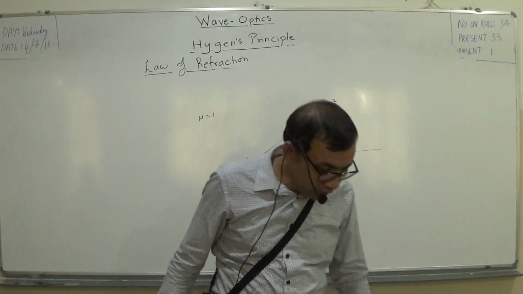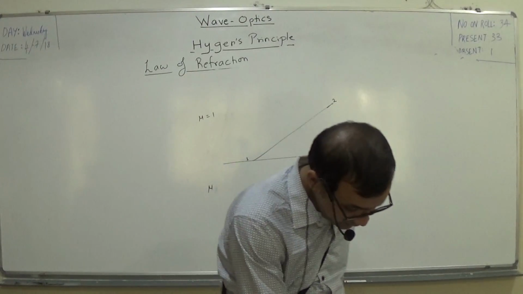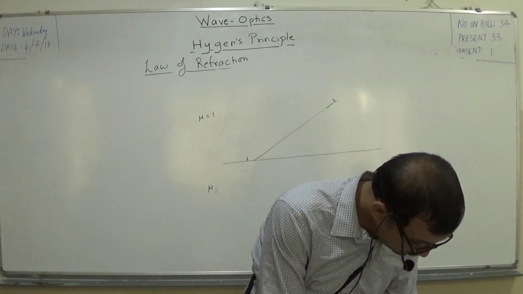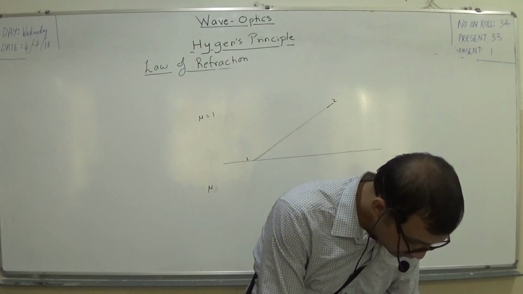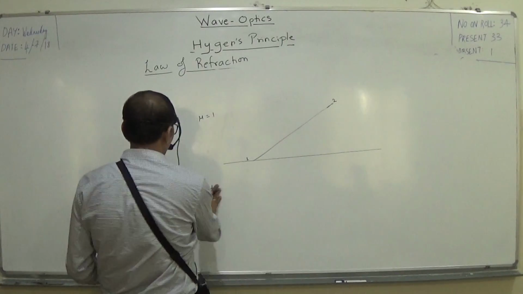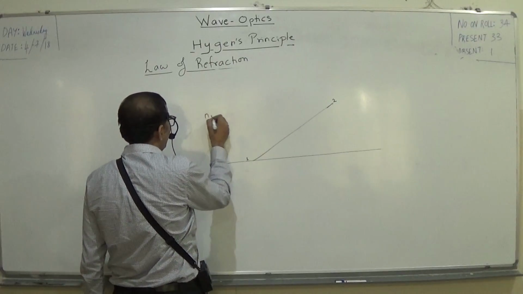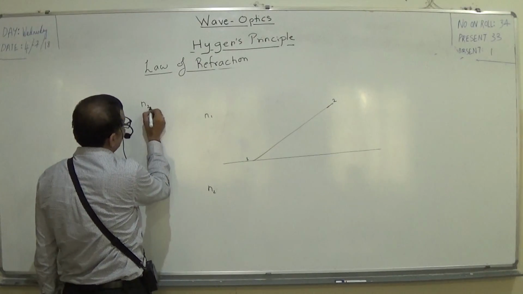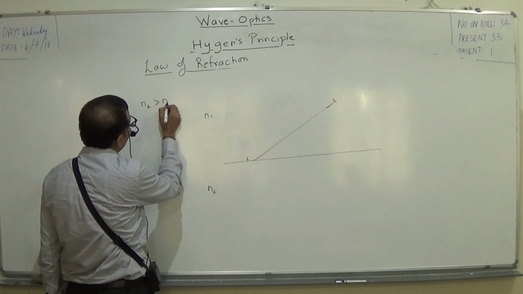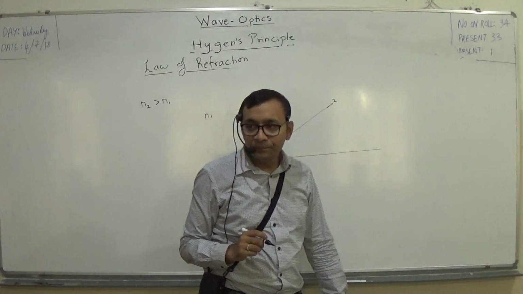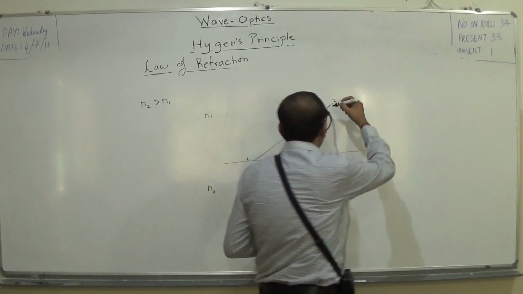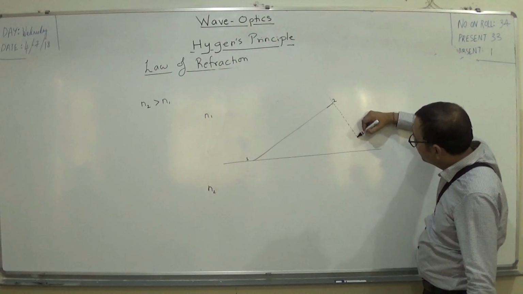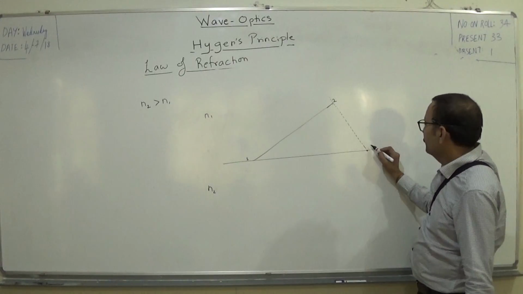In your book, they have taken N1 and N2. Yeah, they have taken N1 and N2. So we'll also take N1 and N2. So this is refractive index N1, this is refractive index N2. Let's assume for the sake of convenience that N2 is greater than N1. Now the direction of motion of 2 is what? Perpendicular. It reaches here. This is point number 3.